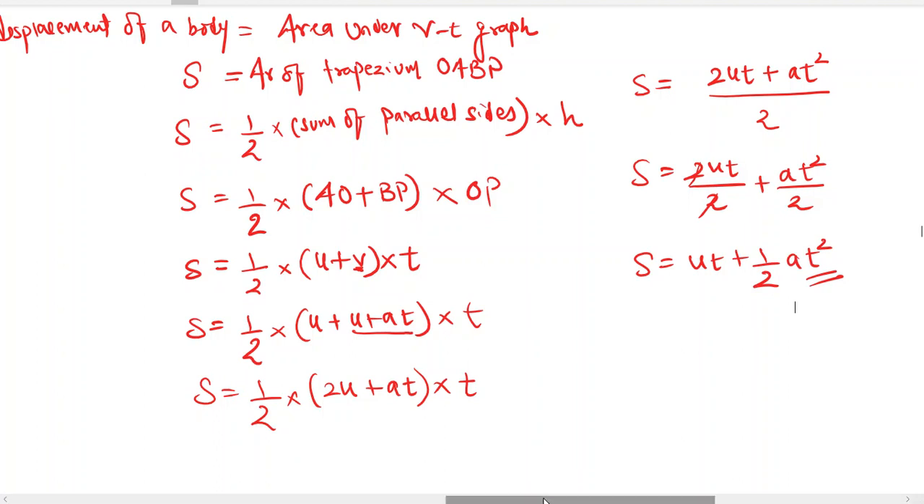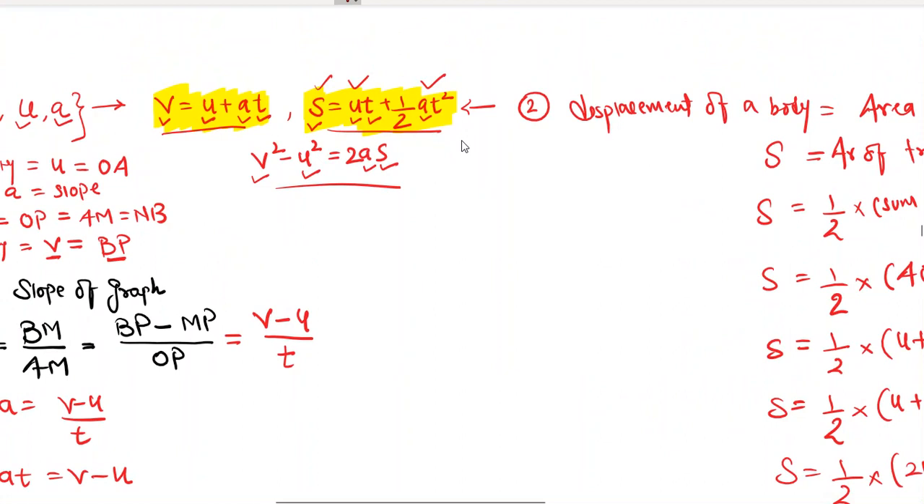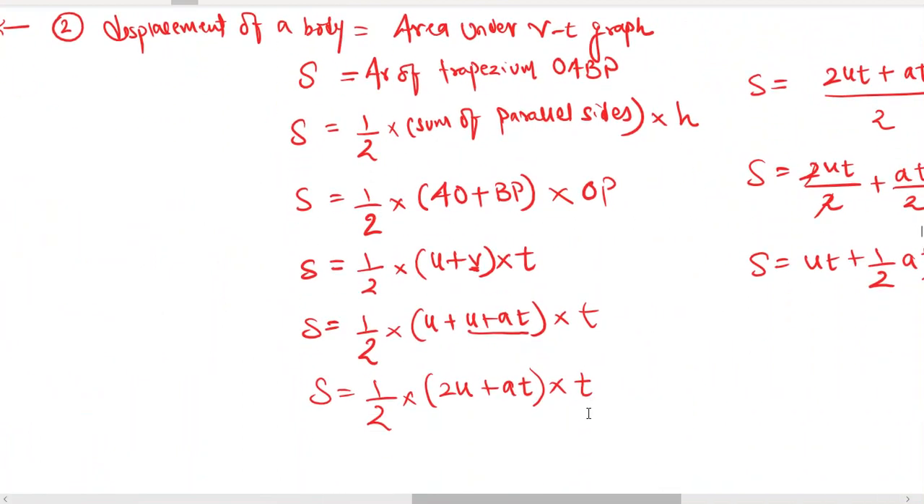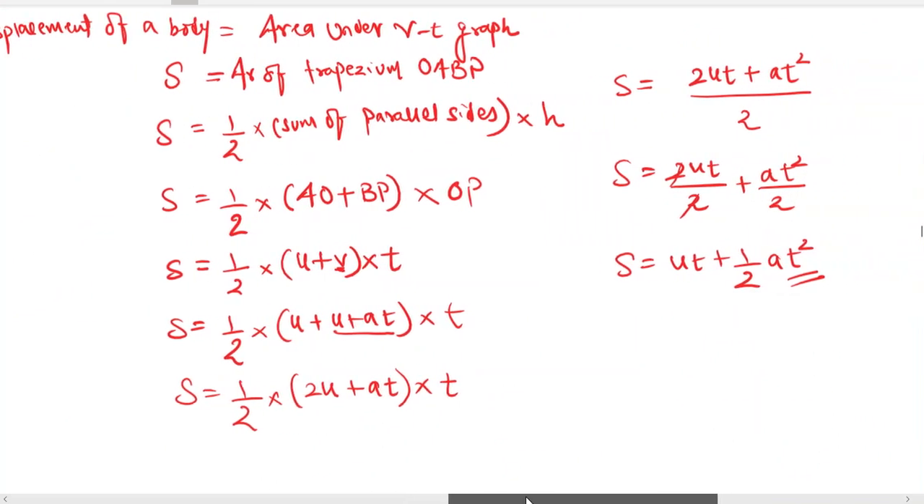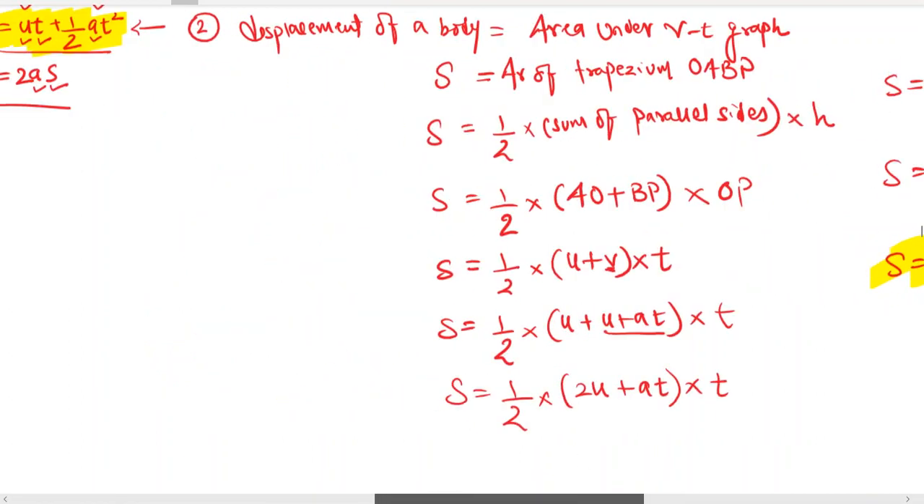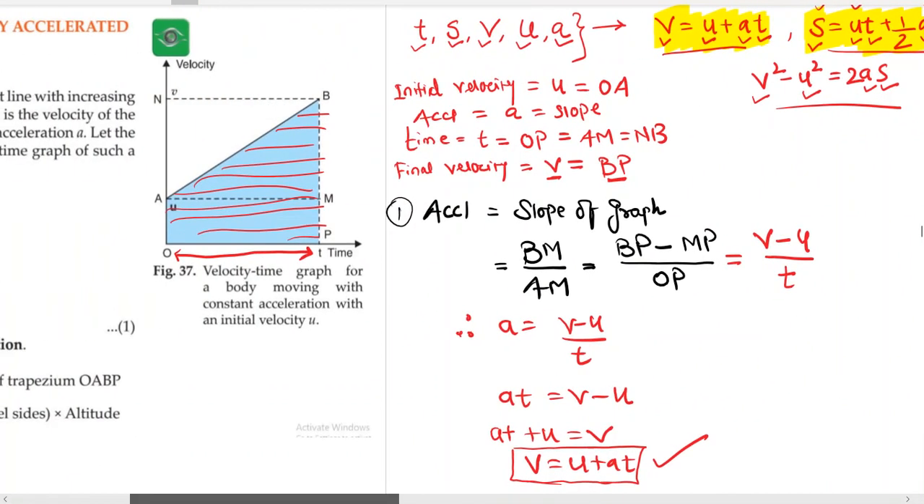Isn't that what we required? Isn't that our second equation of motion? Yes, it is. So we have derived the second equation of motion by using the displacement of a body as the area under the graph, that is the area of trapezium OABP. We just put in the values, simplified, and we got the second equation of motion in front of you. I hope you understood this. It is tricky, right? Yes, it is tricky. Of course it is. What did you think? It is easy? Absolutely not.